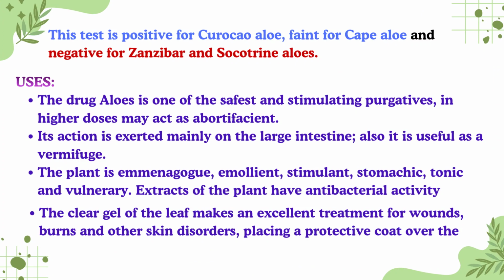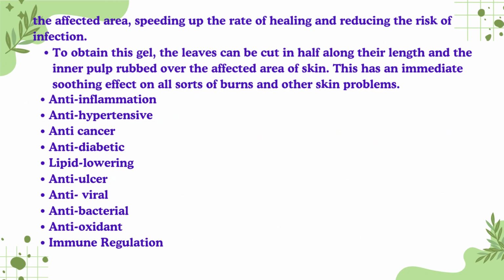The clear gel of the leaf makes an excellent treatment for wounds, burns and other skin disorders, placing a protective coat over the affected area, speeding up the rate of healing and reducing the risk of infection. To obtain this gel, the leaves can be cut in half along their length and the inner pulp rubbed over the affected area of skin. This has an immediate soothing effect on all sorts of burns and other skin problems.